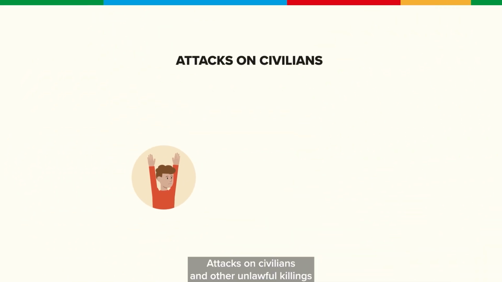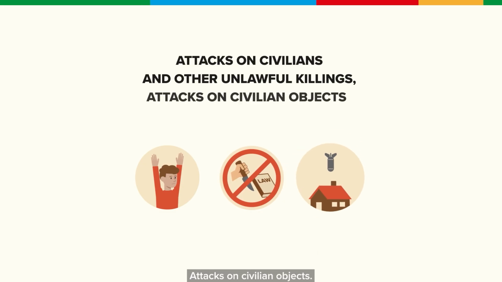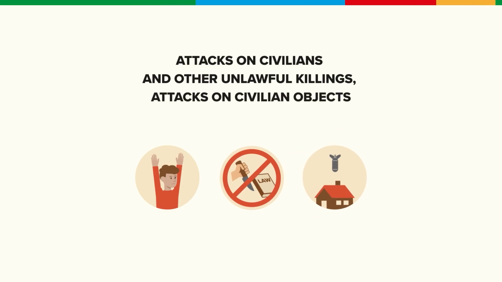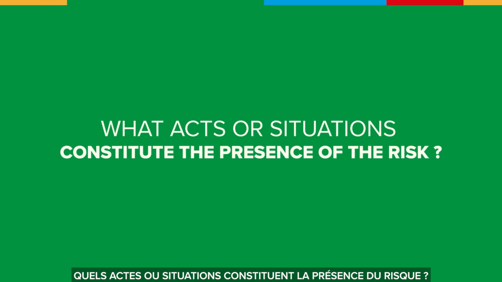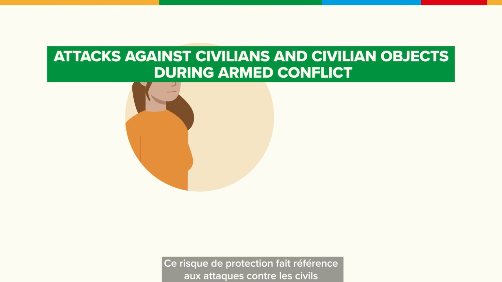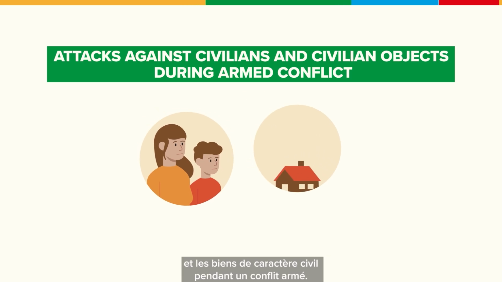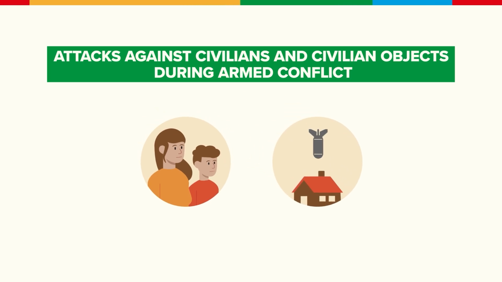Attacks on civilians and other unlawful killings, attacks on civilian objects. What acts or situations constitute the presence of the risk? This protection risk refers to attacks against civilians and civilian objects during armed conflict.